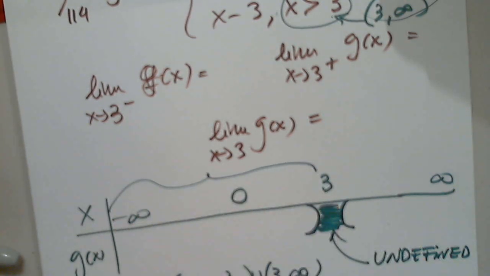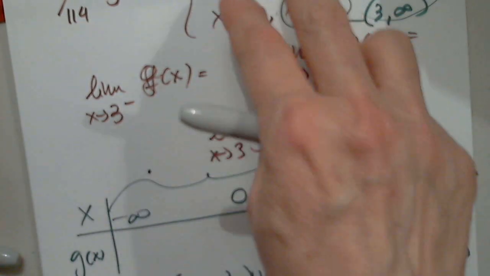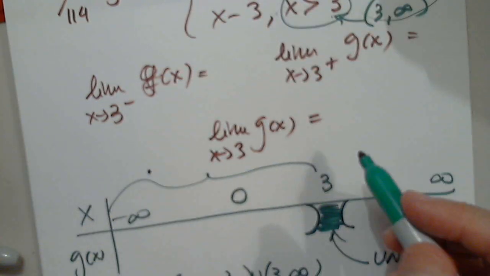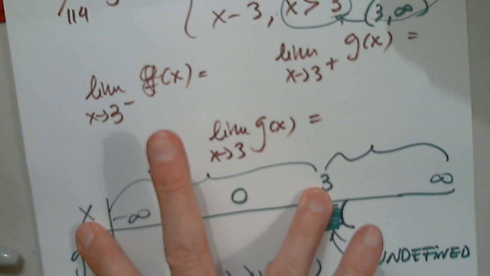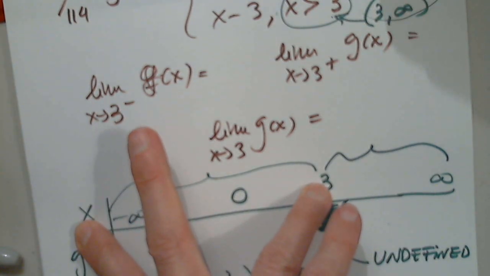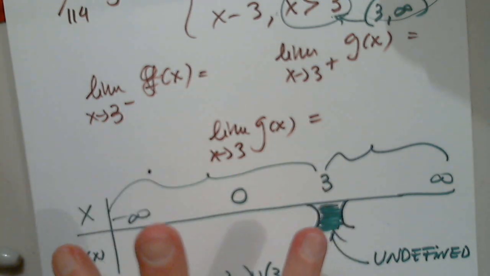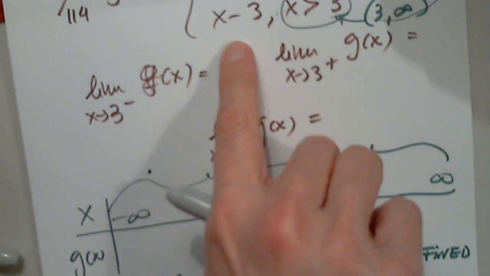Which function do we use between negative infinity and 3? I know it's silly, but I just want to make sure because these may not be presented in the correct order. So I need to identify which function goes with which interval. So which function goes with this interval? Would it be x minus 3? So that's exactly why we're doing it, right? So greater than 3 is x minus 3.